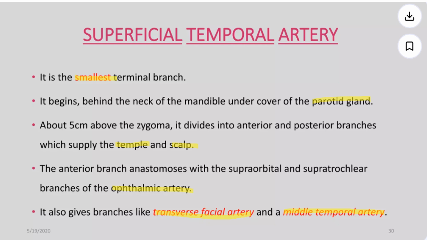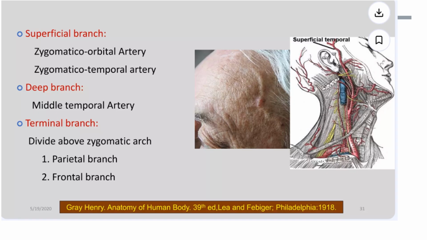It also gives branches like the transverse facial artery and middle temporal artery. The transverse facial artery is a branch of the superficial temporal artery, whereas the facial artery is a branch of the external carotid artery. Going to the next slide, the superficial branches are the zygomatico-orbital artery and zygomatico-temporal artery, and the deep branch is the middle temporal artery. The terminal branches divide above the zygomatic arch as the parietal branch and frontal branch. According to their names, they supply the parietal region and the frontal region of the skull.